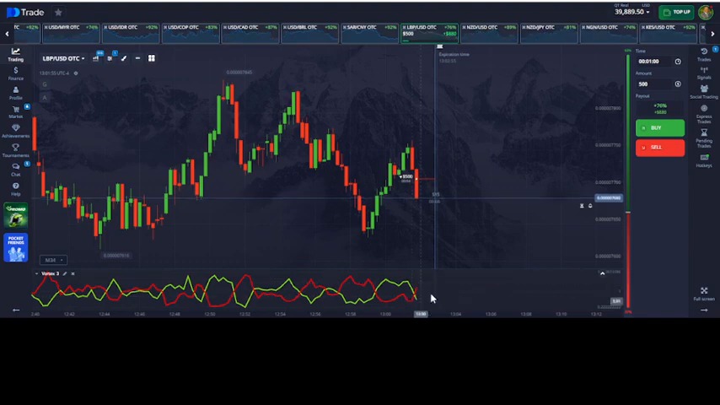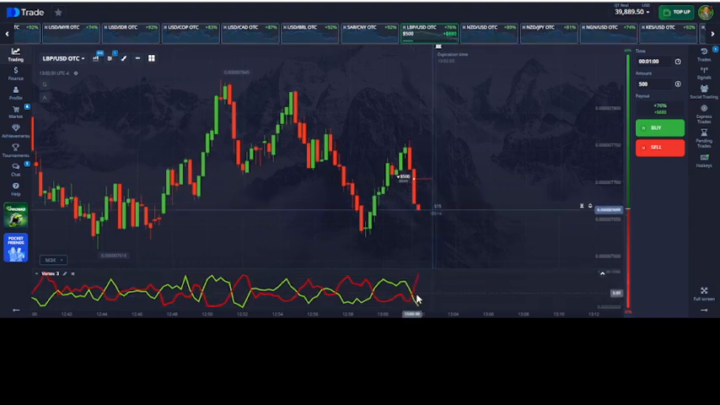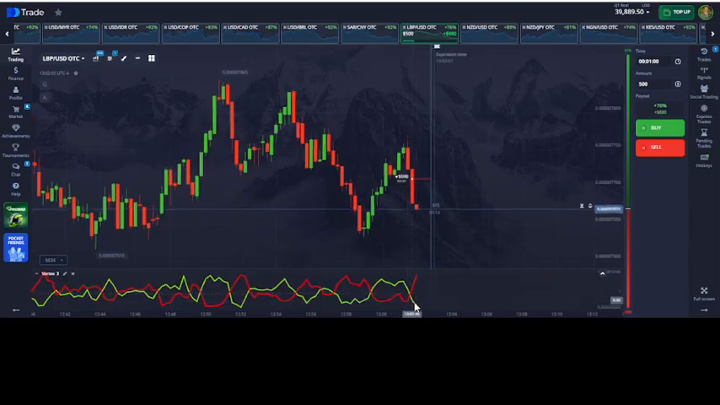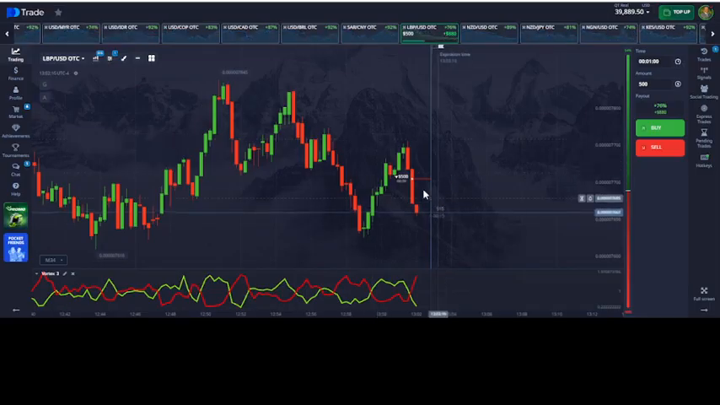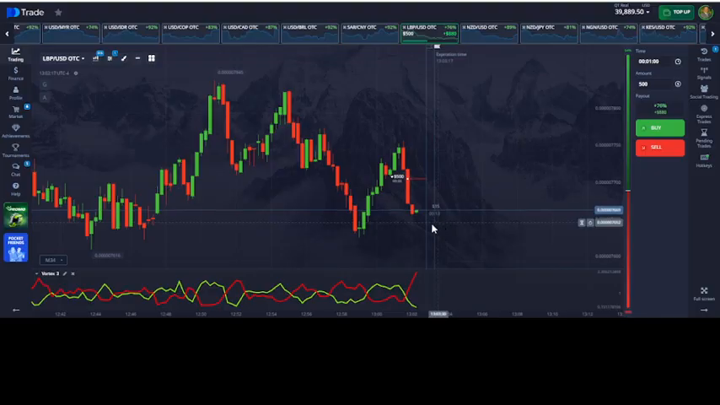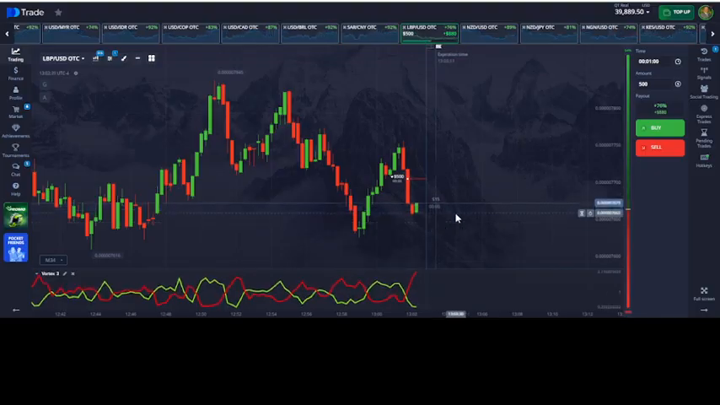If you notice here, there's a cross of the minus VI line, the red minus VI line, and the plus green VI line here. The red VI line crossing in an upward direction tells me there's a bearish reversal that's going to occur here. And so far, our prediction is correct here. So let's monitor this trade and wait for the expiration at the end of the 60 seconds.